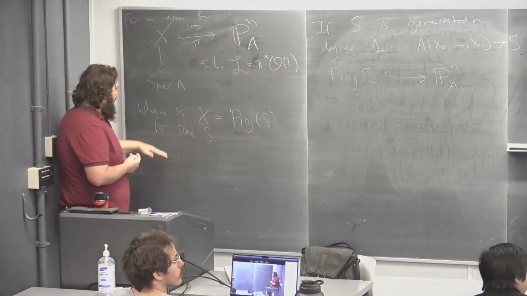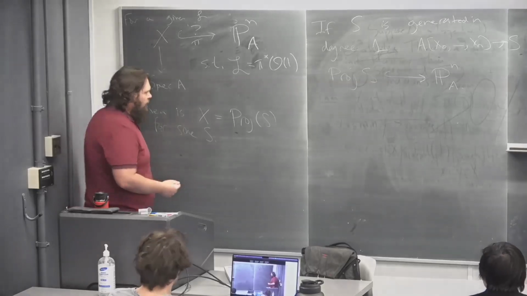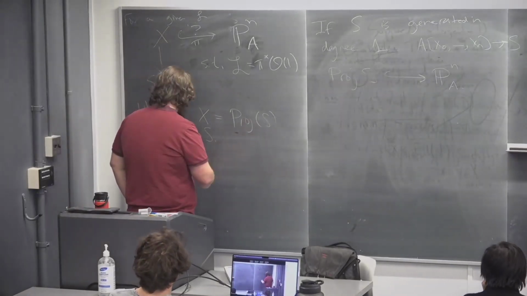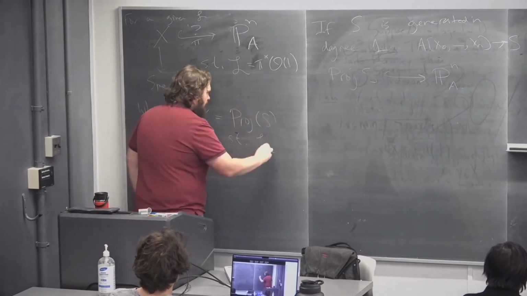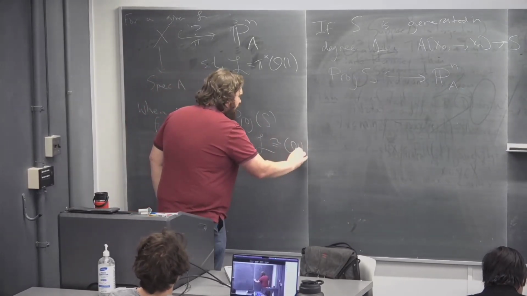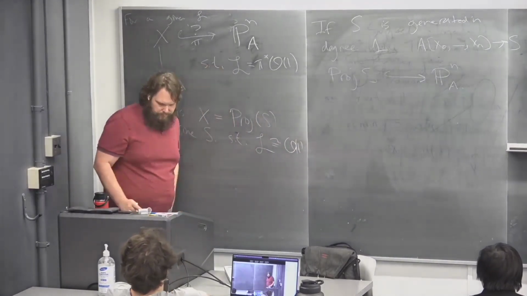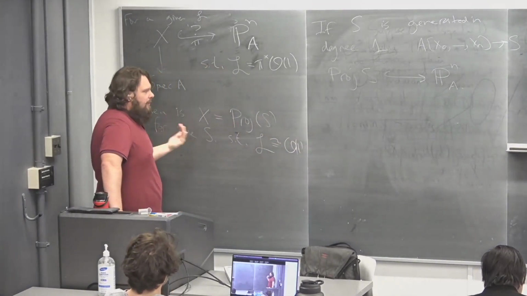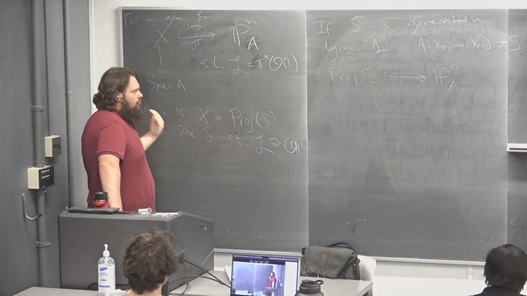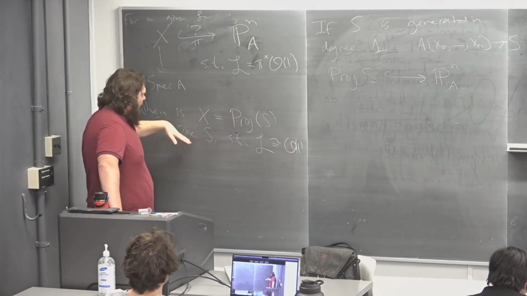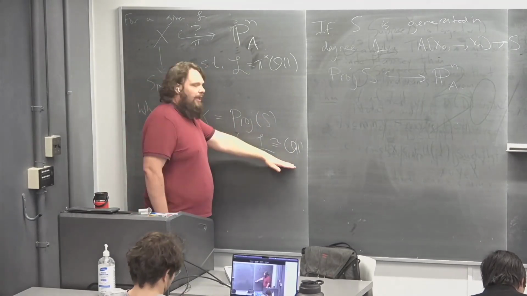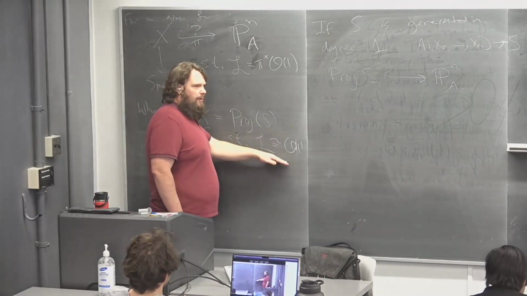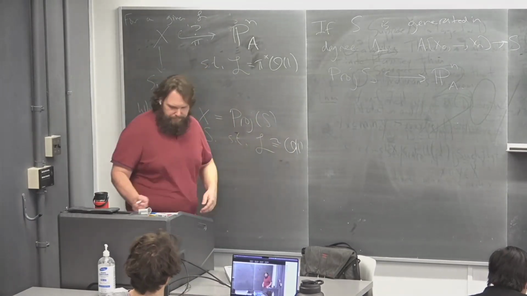And similarly, I can ask, when is X equal to Proj of some ring S such that L is isomorphic to O(1)? So I can think about this not just as an abstract question of whether X is Proj of something, but is X Proj of something, and is that isomorphism induced by a particular line bundle?